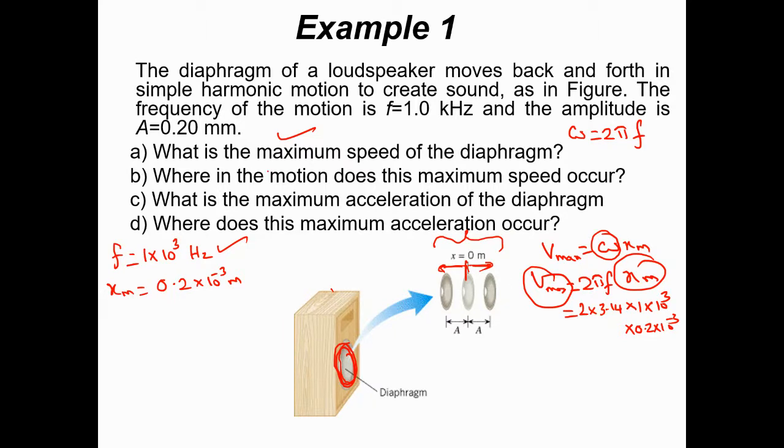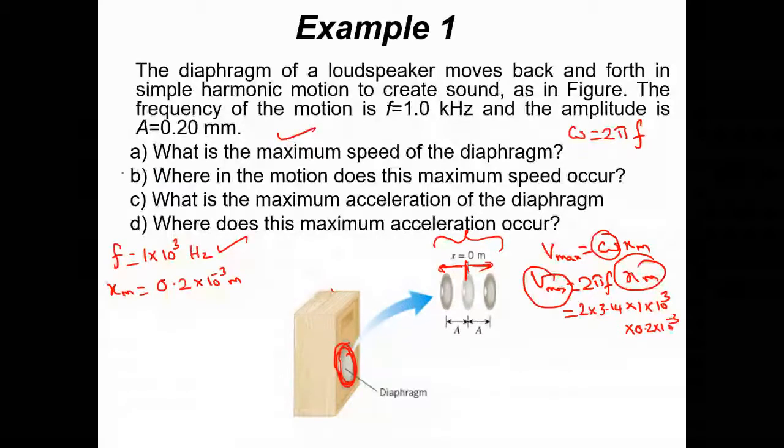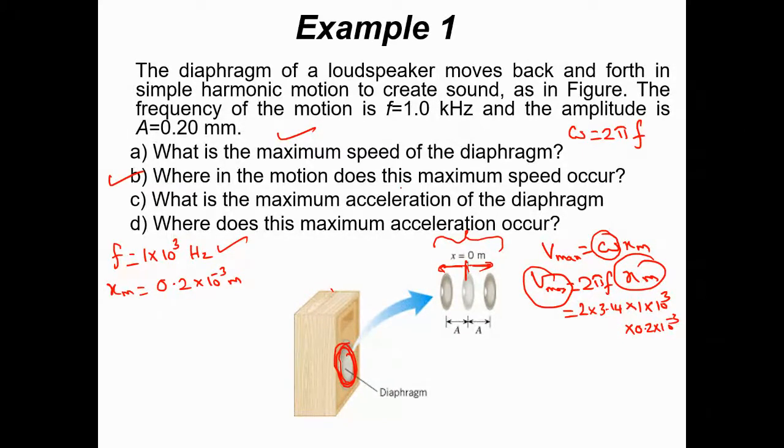Okay. Now, could you please tell me what is the answer for the second question? The second question is the theoretical question. What is given in the second question? At what point in the motion does this maximum speed occur? You can see this diagram, where your speed will be maximum. Your speed will be maximum here or here or here.